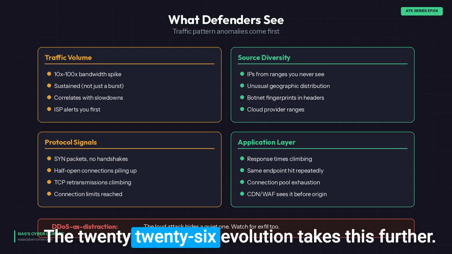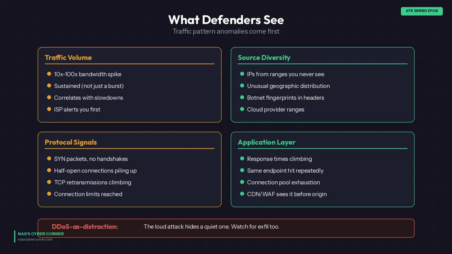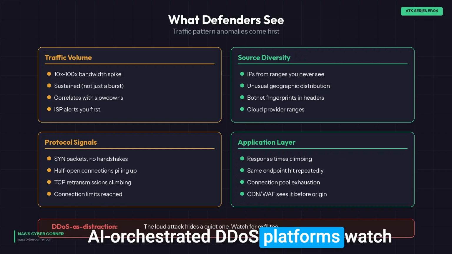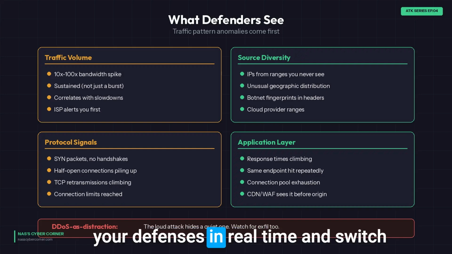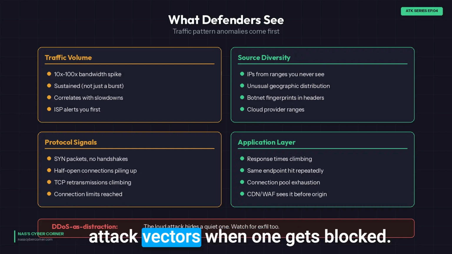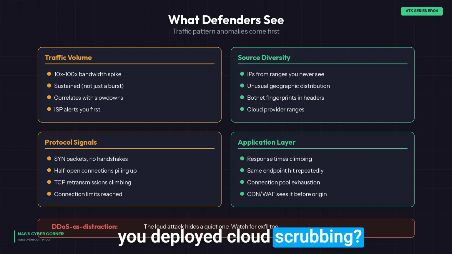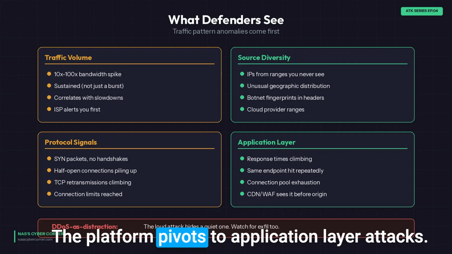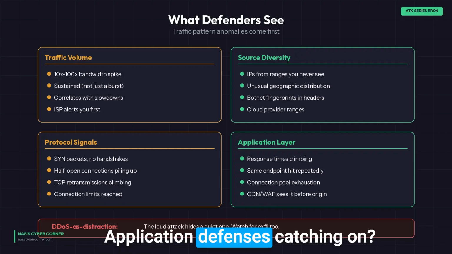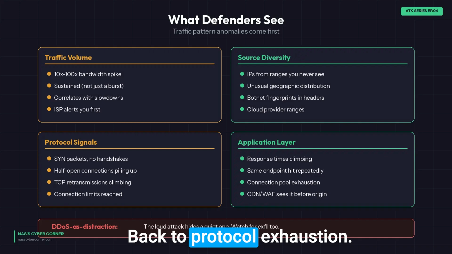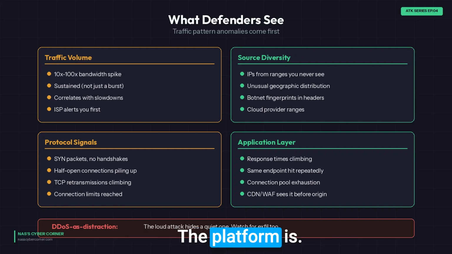The 2026 evolution takes this further. AI-orchestrated DDoS platforms watch your defenses in real time and switch attack vectors when one gets blocked. Volumetric not working because you deployed cloud scrubbing? The platform pivots to application layer attacks. Application defenses catching on? Back to protocol exhaustion. The platform is adaptive.